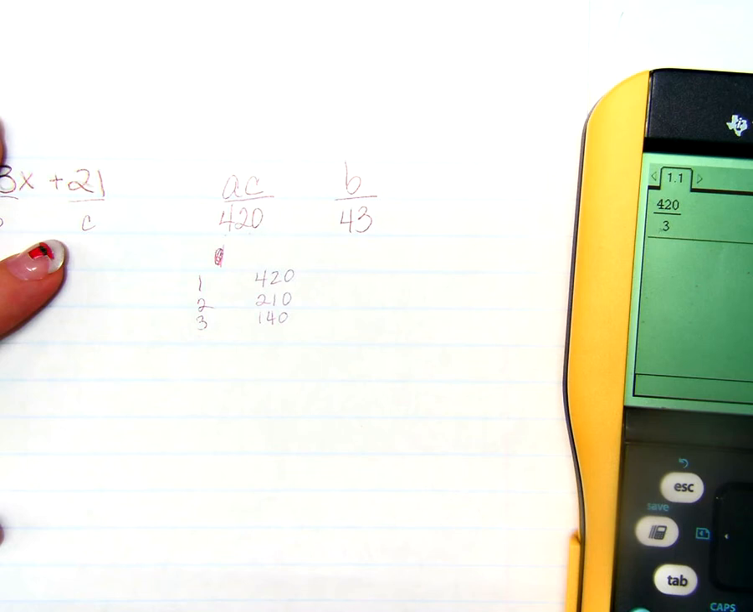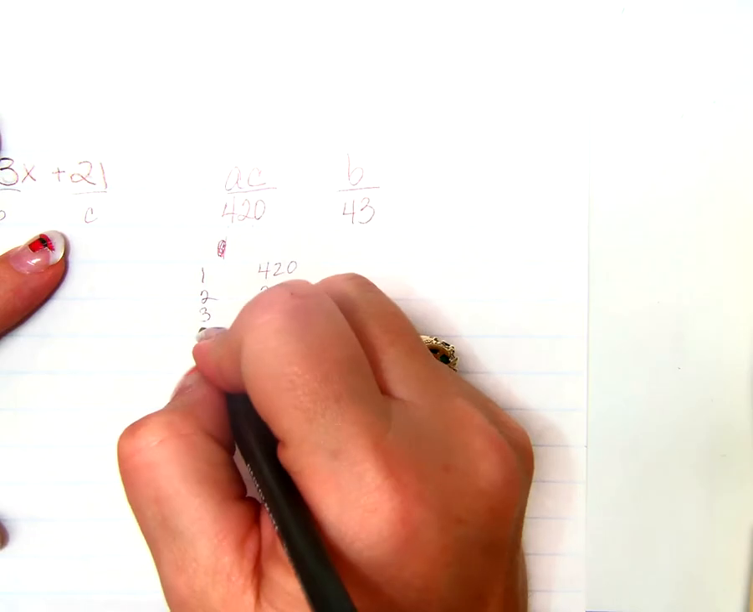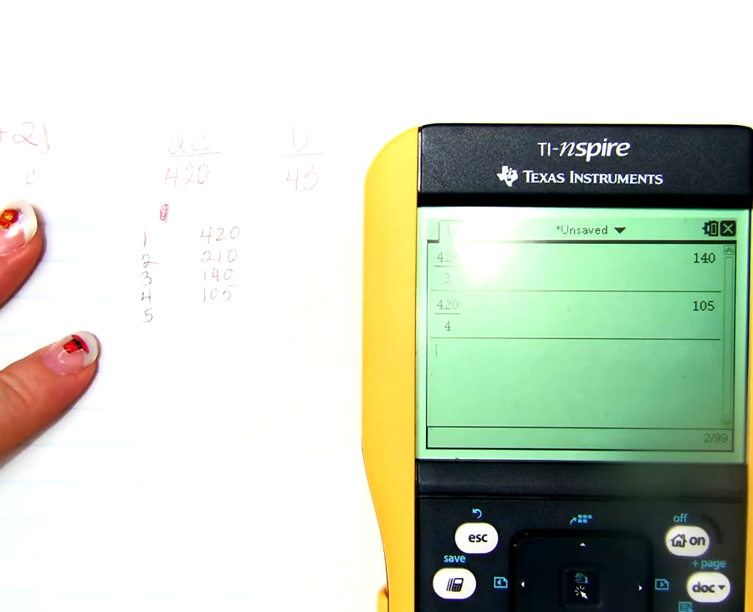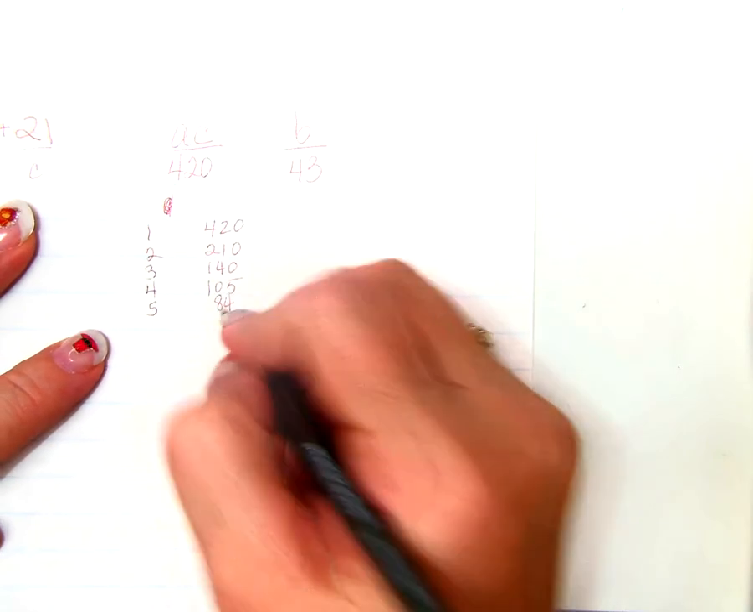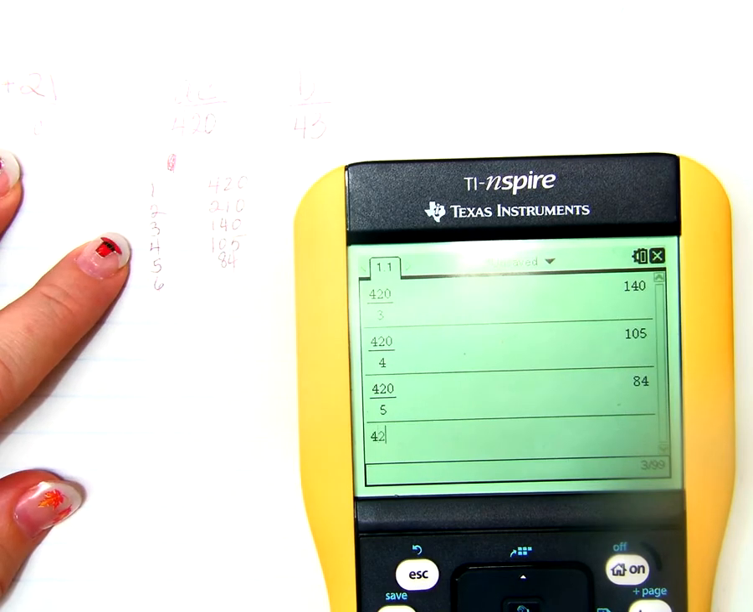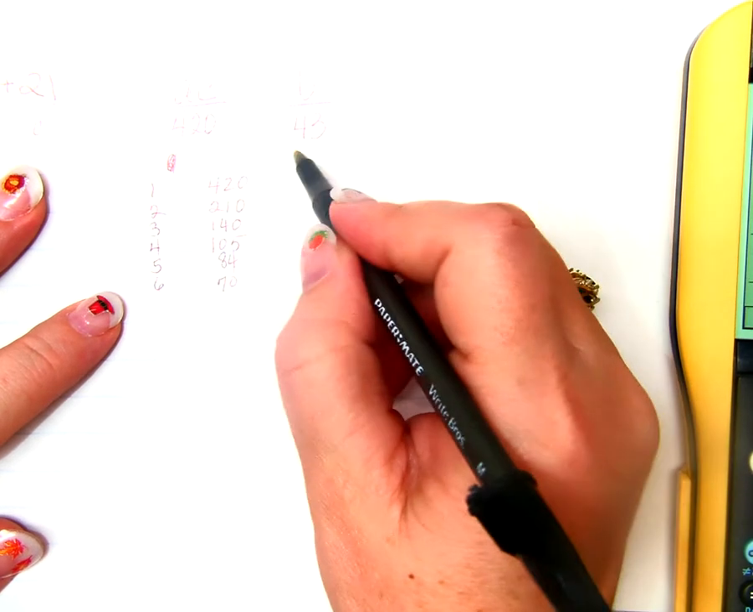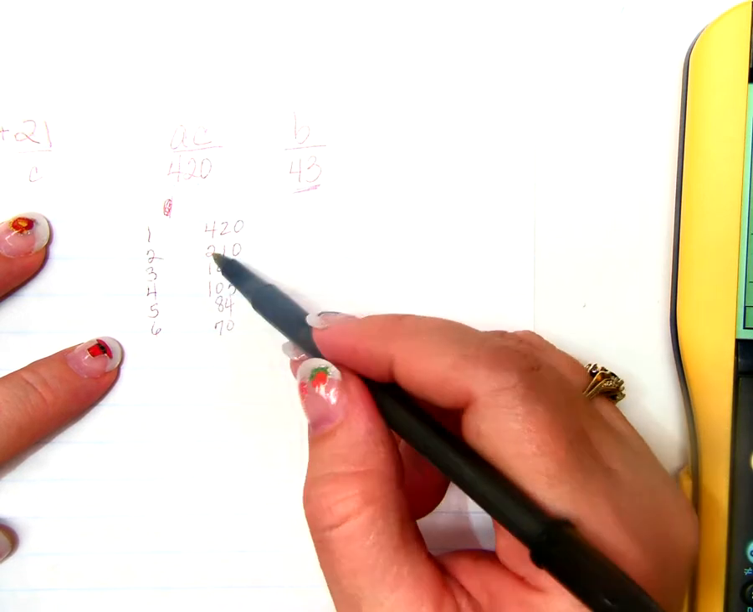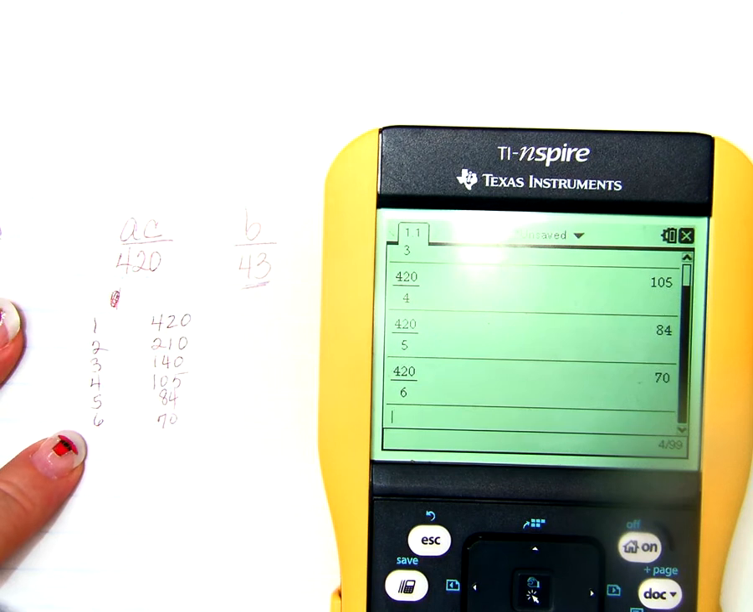Is 420 divisible by 4? 105. I can tell 420 is divisible by 5. And that's 84. 6. Well, I know it's divisible by 2 and 3, so hopefully it's divisible by 6. So that's 70. Remember, what I'm trying to keep in the back of my mind is I've got to find a sum of 43. And since everything is positive up here, I know that I'm just going to be able to add these two numbers together and get 43. But I haven't found that yet, so I have to keep going.